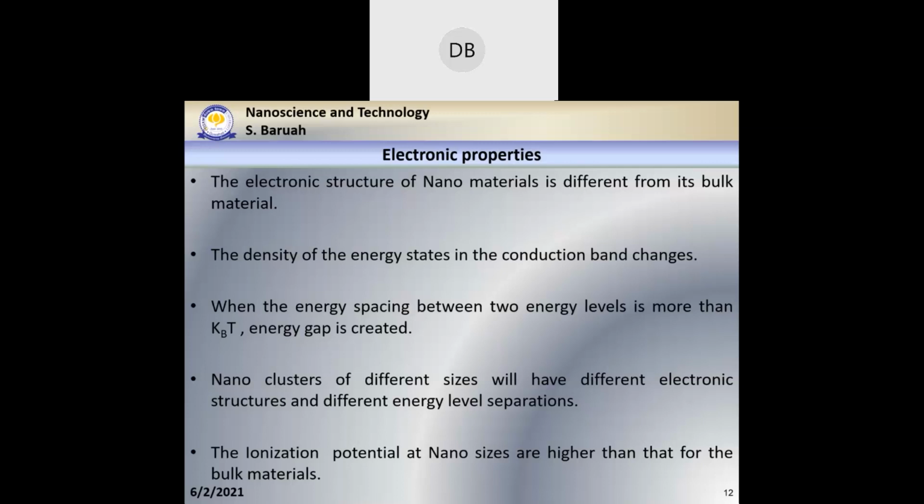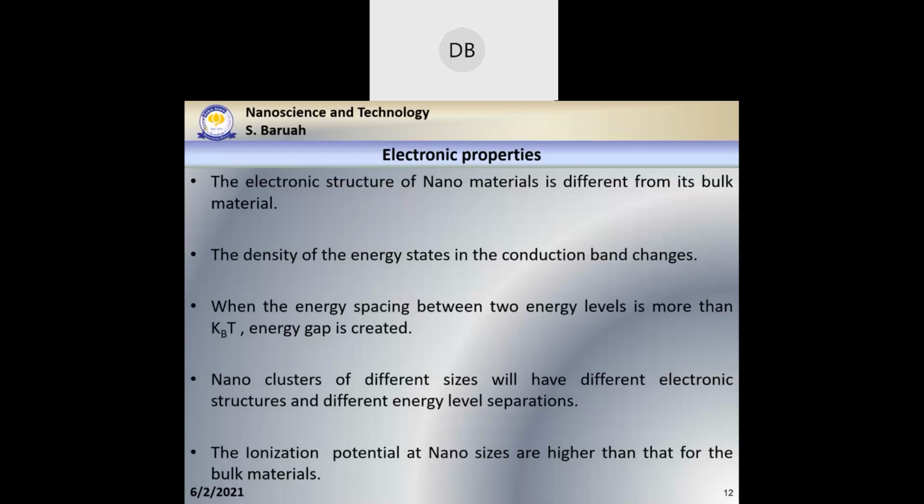Now, if the spacing between the atoms becomes smaller, then the interatomic interactions, the energy that holds the atoms together, will be even stronger, right? So you have two charged particles and their interactions, if they are nearer, will be more as compared to if they increase the distance. And that's why atoms in a nanomaterial are very, very strongly bonded. The density of the energy states in the conduction band changes.